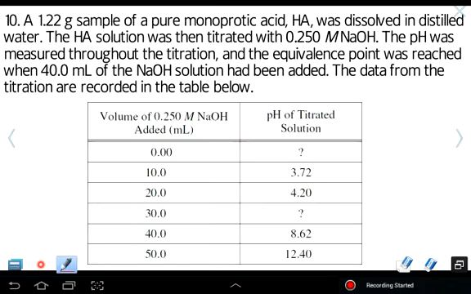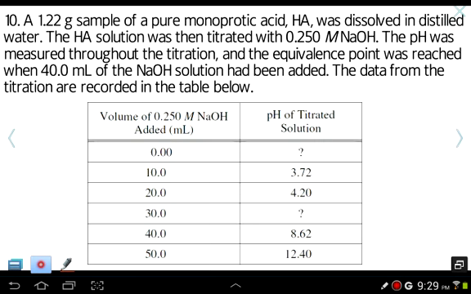AP Review Lesson 10. In this lesson we'll take a look at some free response questions concerning acid-base equilibria. So we're just going to look at one, and this actually involves a table. So let's familiarize ourselves with this table before we go further.